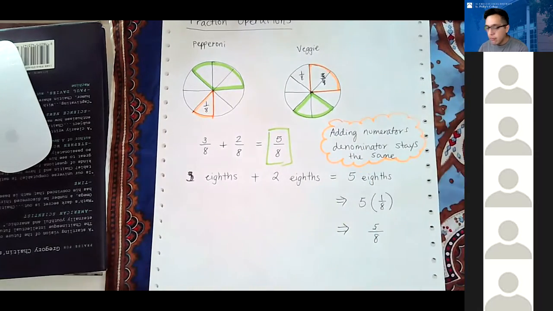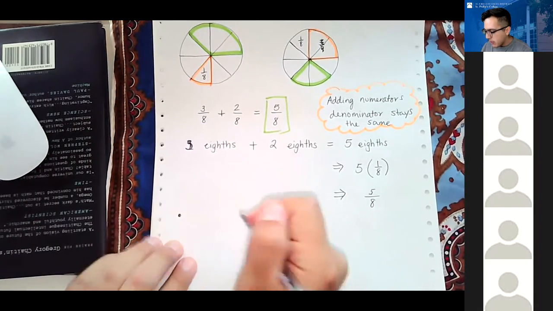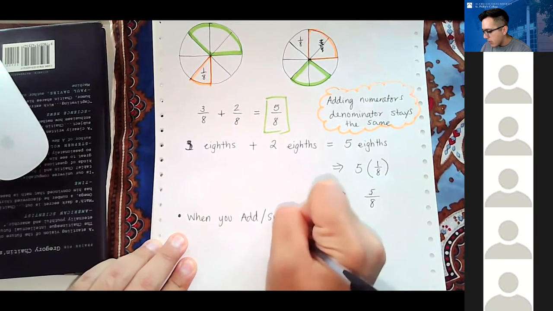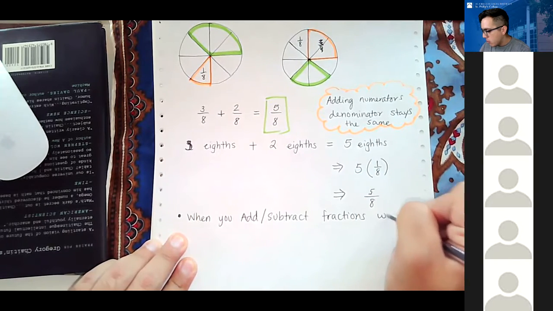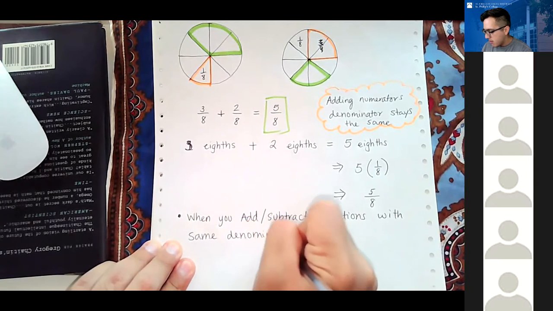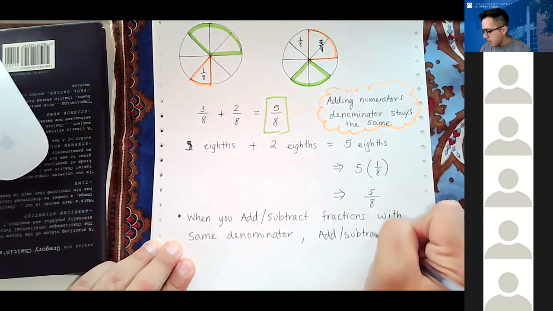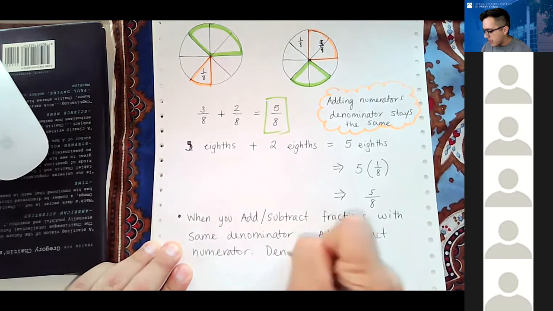Now that's only if you have a common denominator, so you have the same size of slices. So when you add, well, I'll just put this note here so we can make it very clear. When you add or subtract fractions with the same denominator, you're going to add or subtract the numerator, and the denominator stays the same.